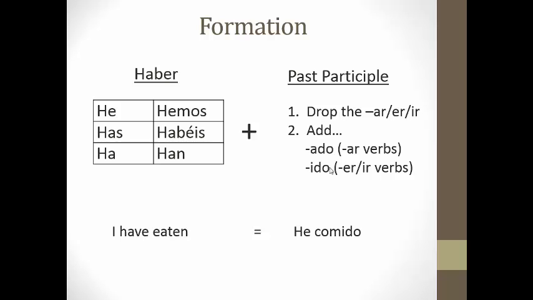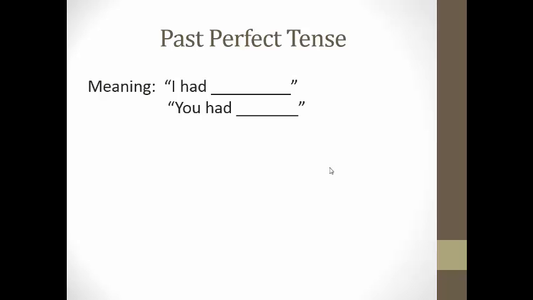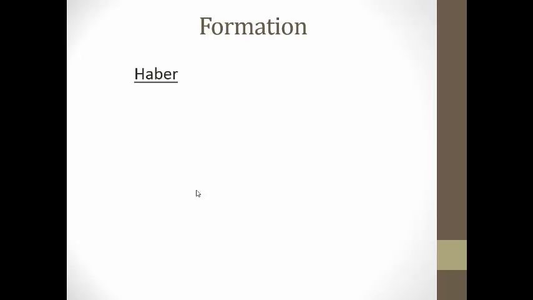Okay, let's go on to the second perfect tense we had in chapter 4. That was the past perfect. Its meaning, I had blanked, you had blanked, so I had seen, you had called. To form it, we need haber with the past participle. And because it's called the past perfect, I'm going to need a past form of haber. Okay, that past form is going to be the imperfect.